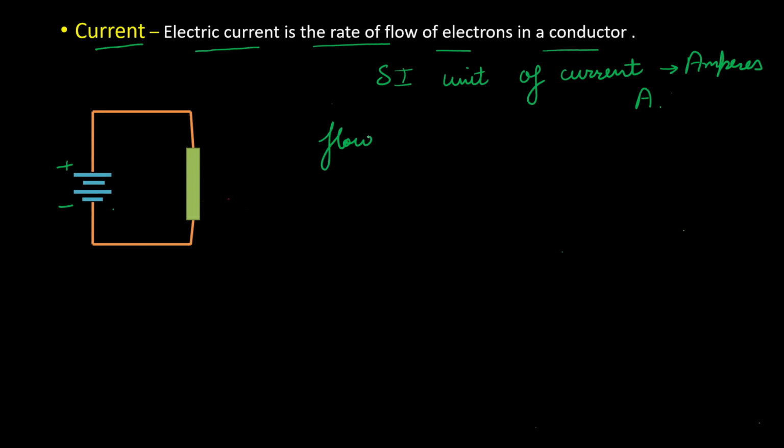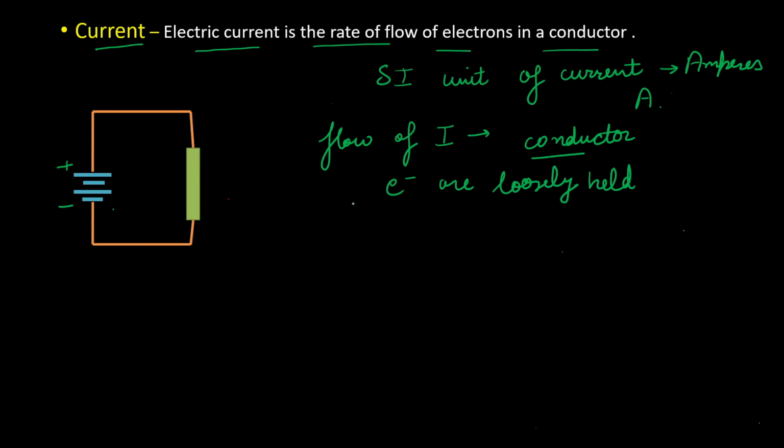The flow of current also depends upon the type of material that we are using. For example, what are conductors? Conductors are special substances in which the electrons are loosely held. A small application of EMF, or electromotive force, or you can say potential difference, results in the flow of electrons. Examples of conductors are metals and saline water.